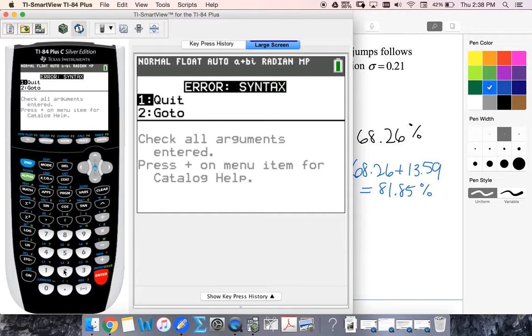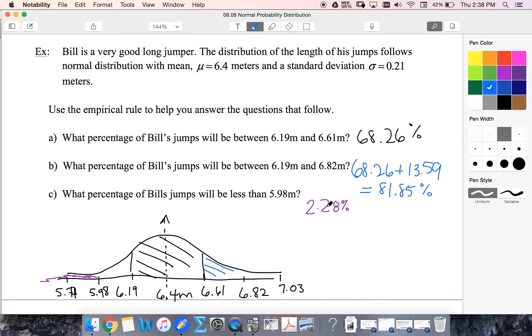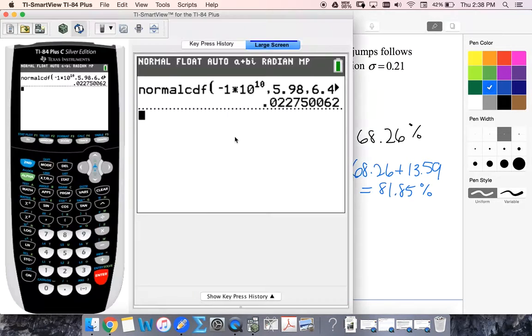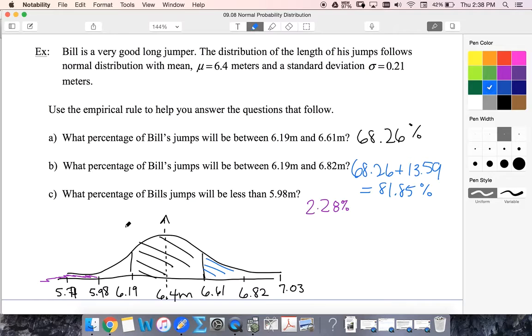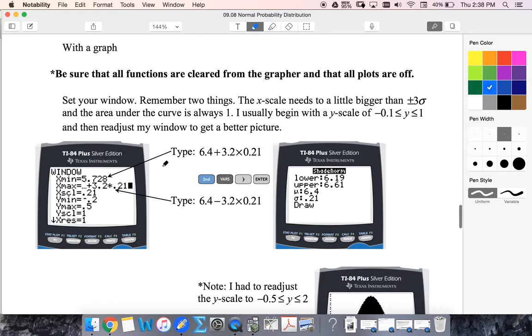Whoa. Oh, I know what I did. I pushed the minus sign, not the negative sign. -1. Okay. 2.28%. 2.275. Super, super close. We can also draw these pictures like I've been drawing them. And that's what these pictures are showing down here.